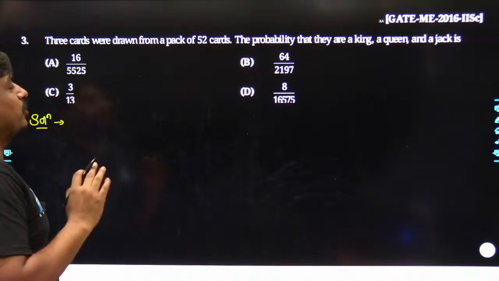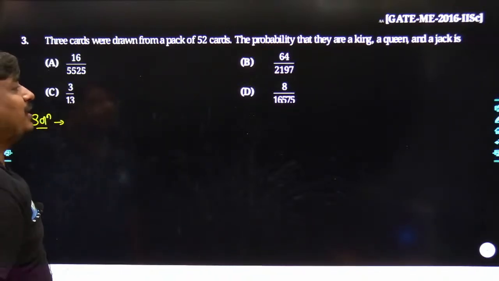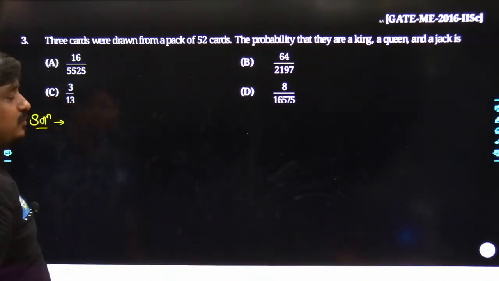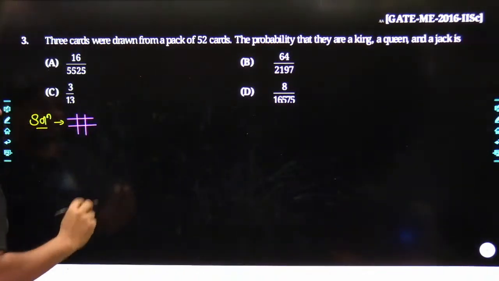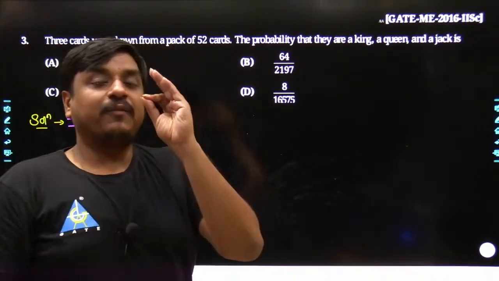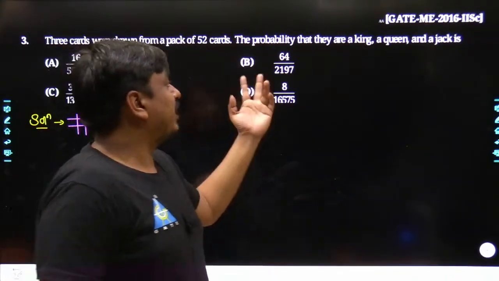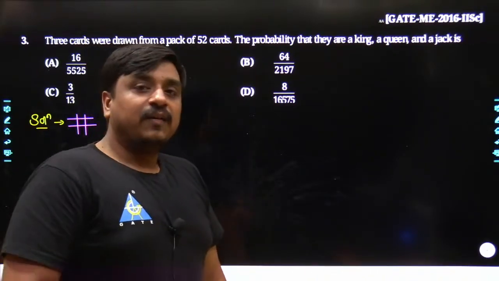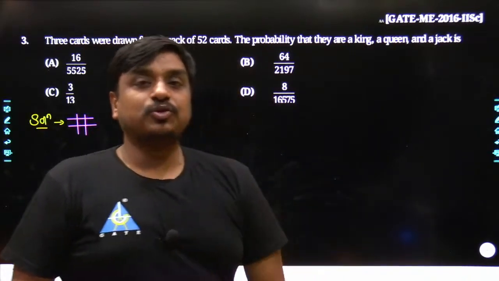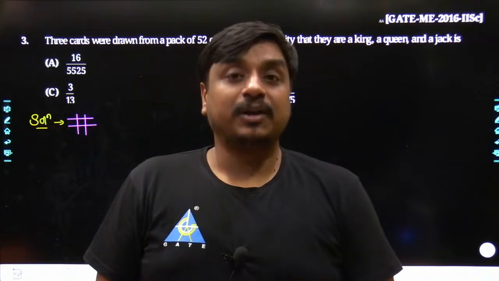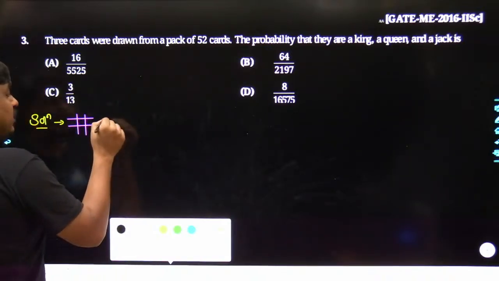3 cards were withdrawn from a pack of 52 cards. If nothing is given, just assume they have been well shuffled. The probability that they are a king, a queen and a jack is. My dear friends, whenever the way the withdrawal has taken place is not clearly given in your problem, I have told you many times your basic assumption would be together. Could you understand? Nowhere is it given that they were withdrawn in succession with replacement or without replacement. If those concepts are not discussed in your problem, just assume they have been withdrawn simultaneously. Agreed?